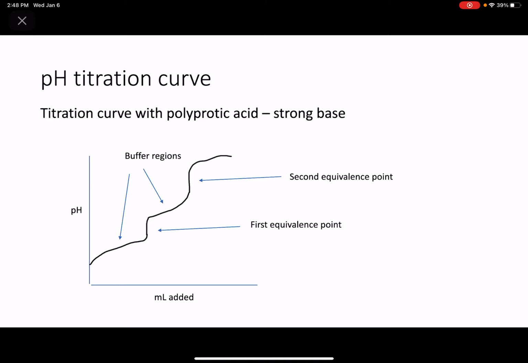And so we go through a second buffer region where we have the acid and the conjugate base for the second proton, and we eventually get to a second equivalence point. And once we've gotten past the final equivalence point, we just have excess strong base at a high pH. So you would get some kind of curve like this. If you had a triprotic, you might have 3 equivalence points and 3 buffer regions, but you would have something that looks similar to that.